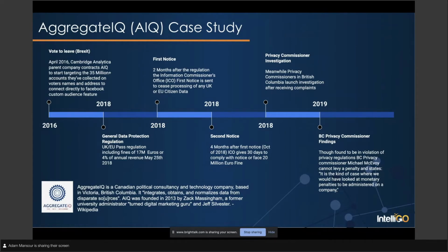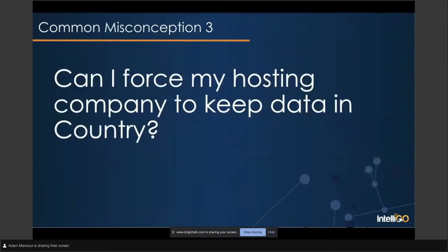Now, this might have been very different if Aggregate IQ had offices in the UK or were filing UK taxes or something like that. Unfortunately, they were localized to the EU, which talks about how data residency can apply. Which brings us to another point, which is, if these regulations apply and your citizen data can apply, can you force companies to host your data in country?